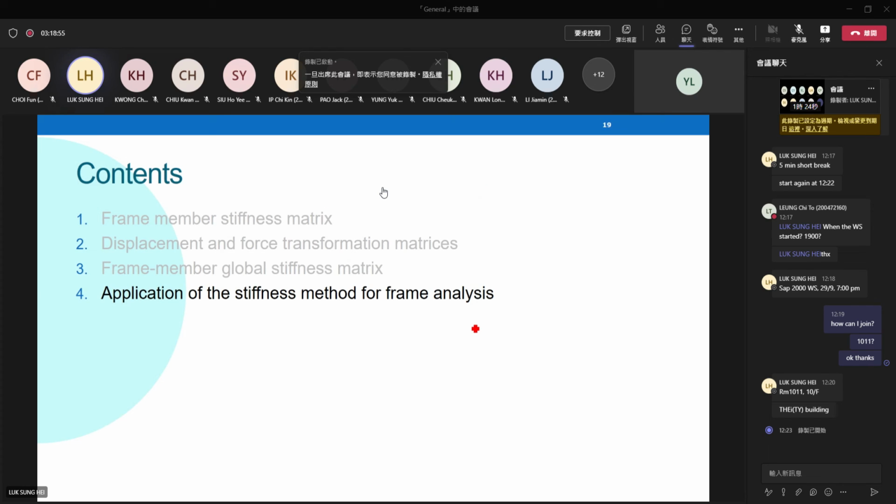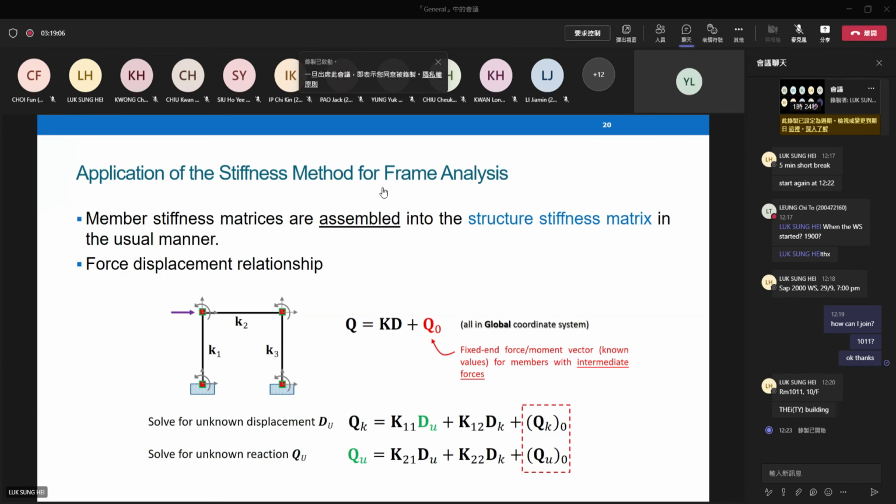The last part in this chapter is applying Sylvus method for frame analysis. Here I go through roughly about the procedures. And then here, your task, if you want to use Sylvus method to analyze frame, then firstly, you have to cut structures into different elements.